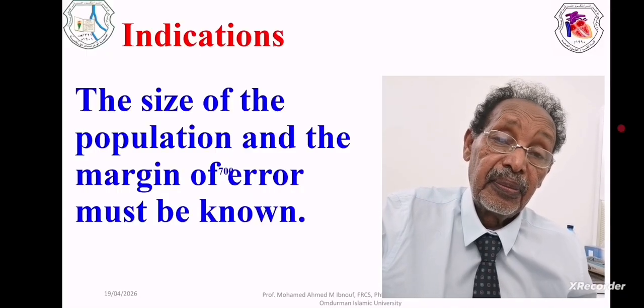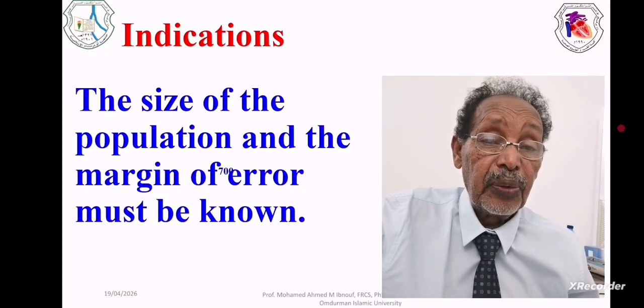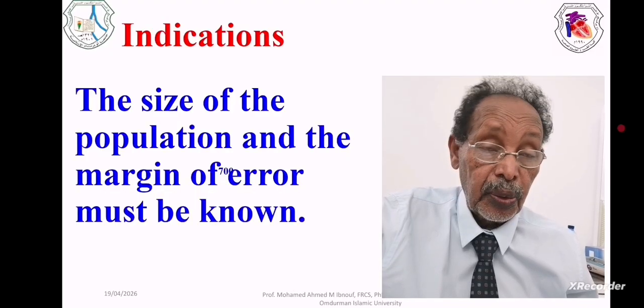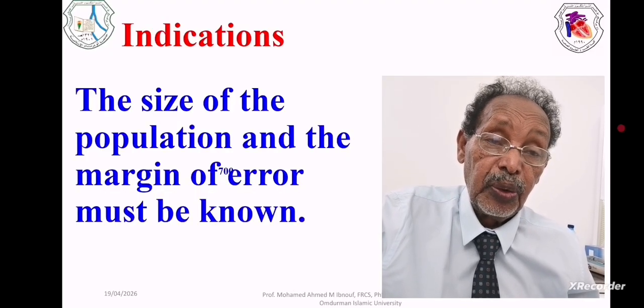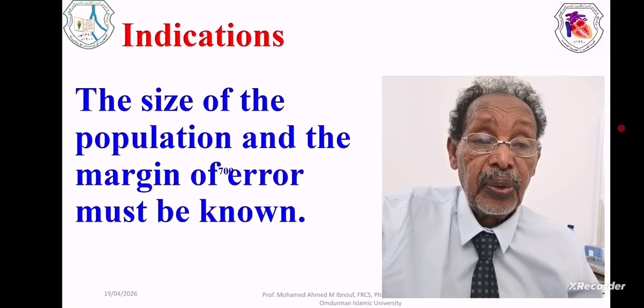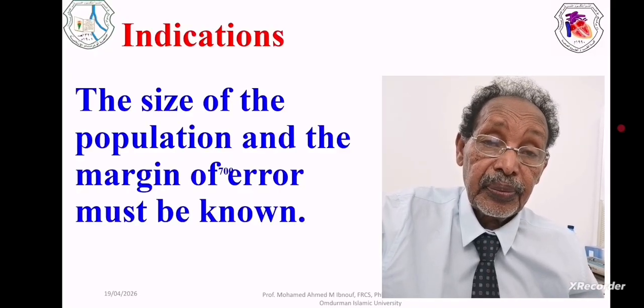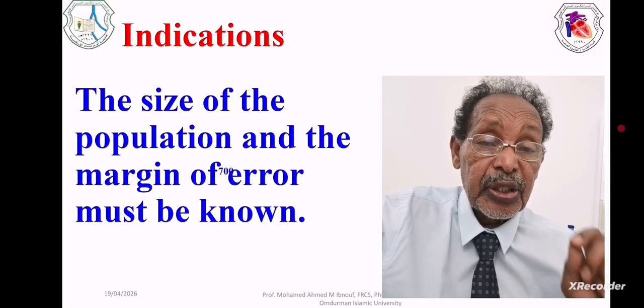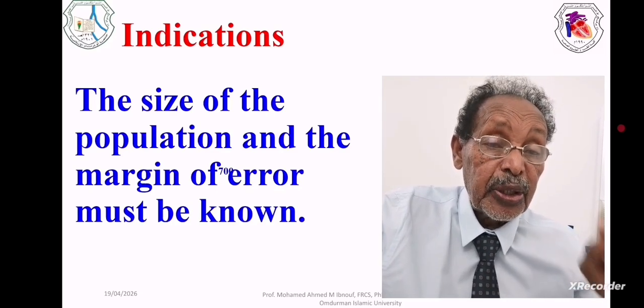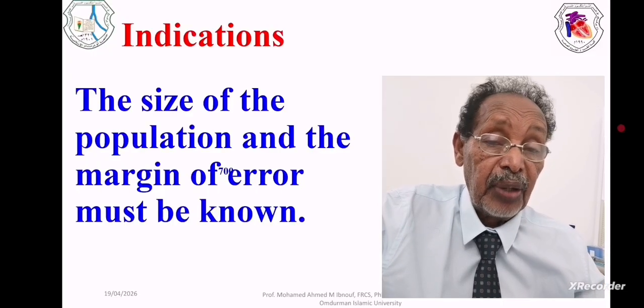Now clear. The indication of Slovin formula, or better to say the Taro Yamane formula, the Japanese statistician who invented this formula, the indication is that the size of the population should be known, must be known, and the margin of error is fixed. It is 5%.